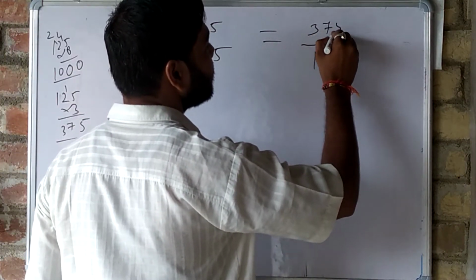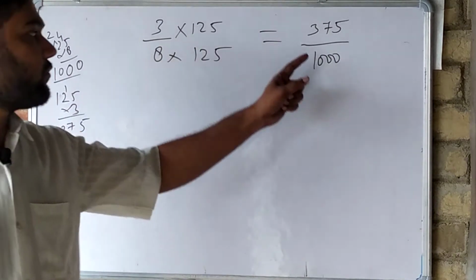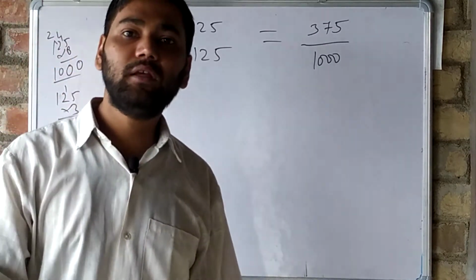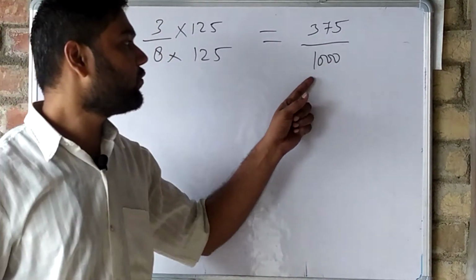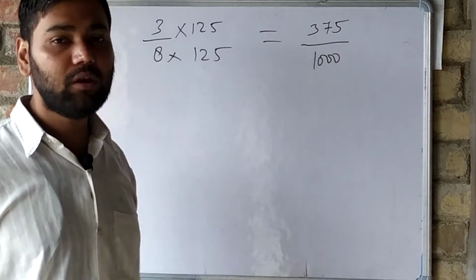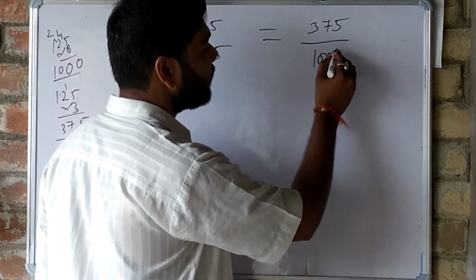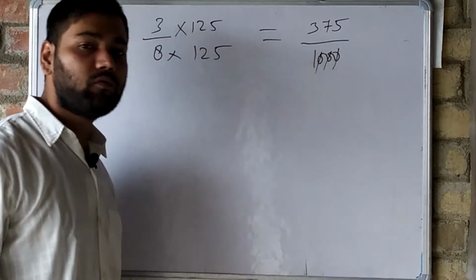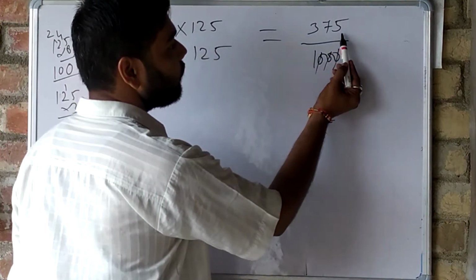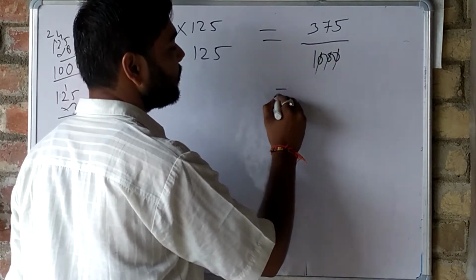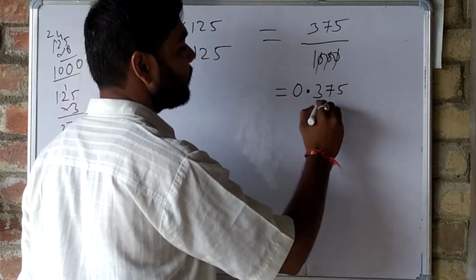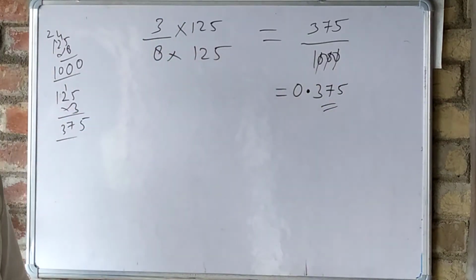375 upon 1000. So if we have to convert into decimal, I have already told you what we have to do. We have to remove the number of zeros and place the decimal there. So how many zeros do we have? 1, 2, 3. So the decimal will come 3 places before. So the answer will be 0.375. Understand? 0.375 will be the answer.